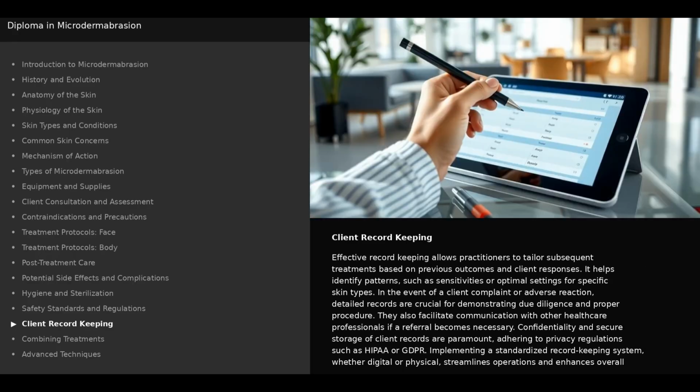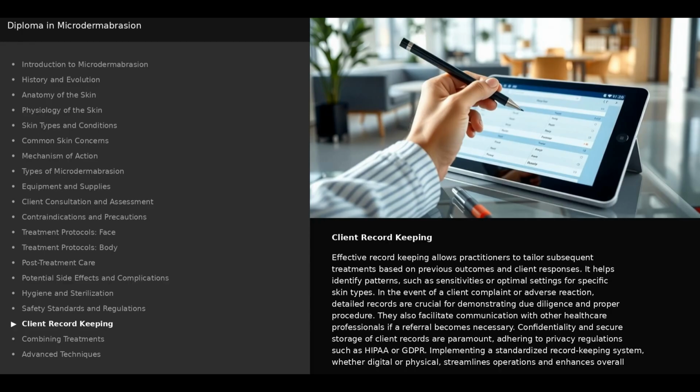Effective record keeping allows practitioners to tailor subsequent treatments based on previous outcomes and client responses. It helps identify patterns, such as sensitivities or optimal settings for specific skin types. In the event of a client complaint or adverse reaction, detailed records are crucial for demonstrating due diligence and proper procedure. They also facilitate communication with other healthcare professionals if a referral becomes necessary.